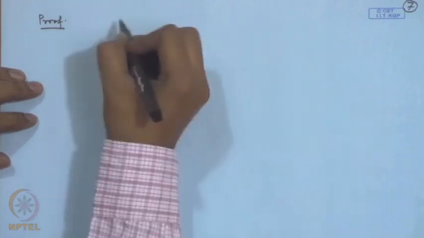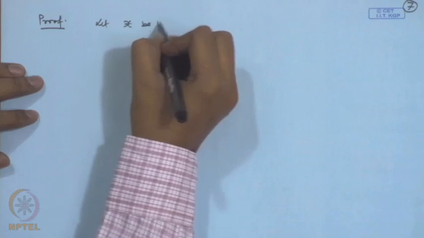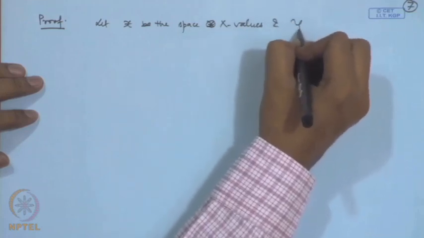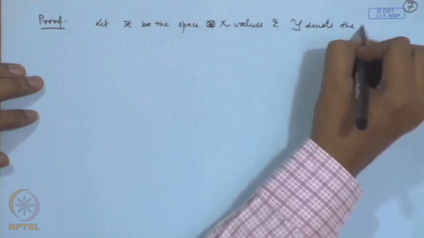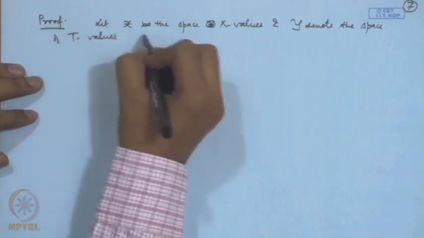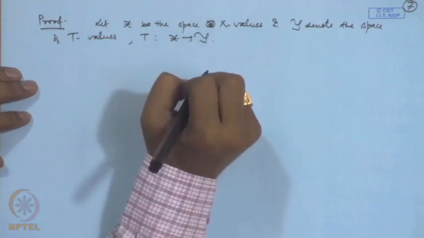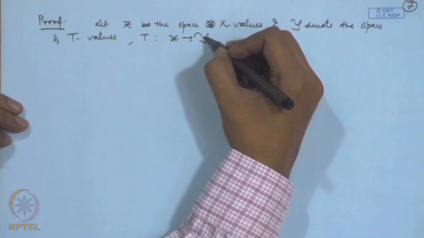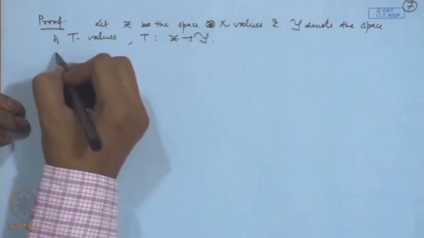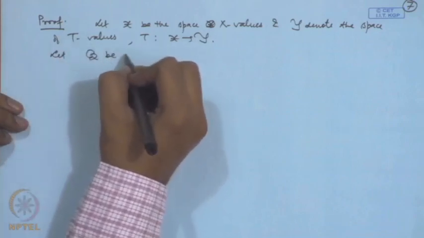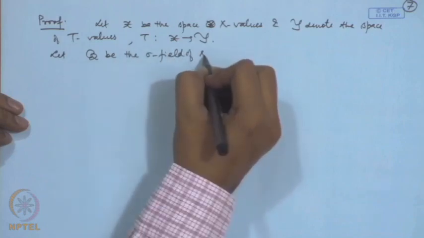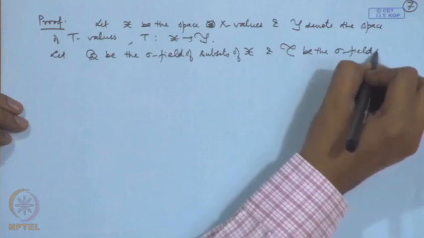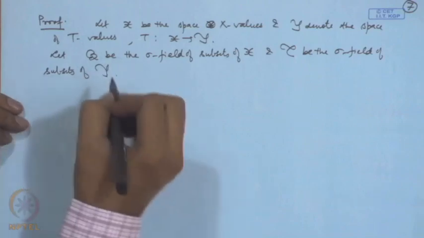So, see, let X be the space of x values and say Y denote the space of t values. That means T is a function from X to Y. Naturally, we will be considering the sigma fields of subsets of X and similarly a sigma field of subsets of Y also. So, let us use some notation: say script B be the sigma field of subsets of X and say script C be the sigma field of subsets of Y, which we are considering here.